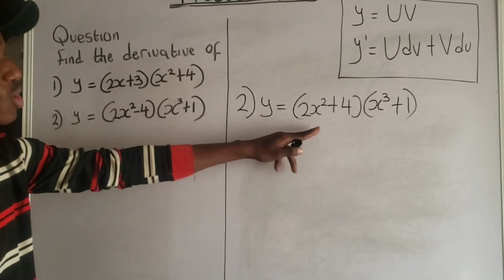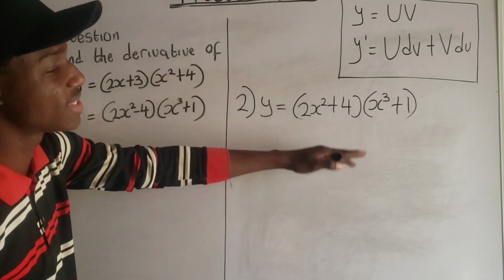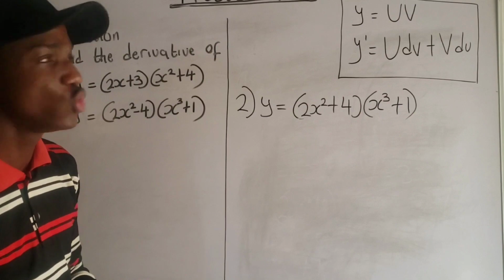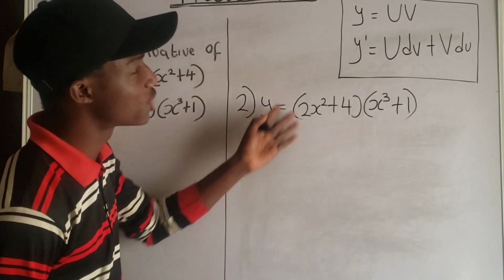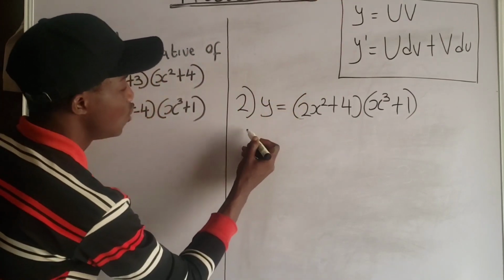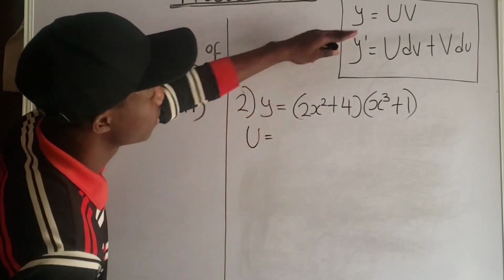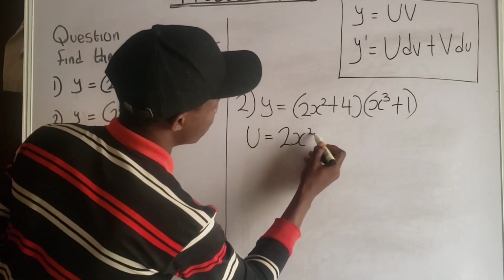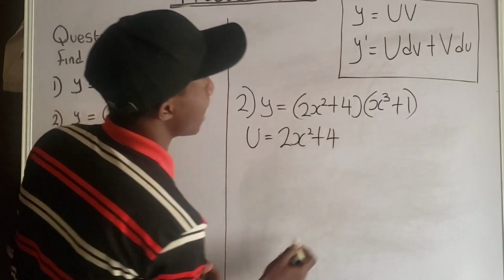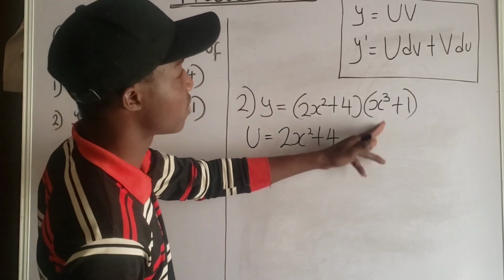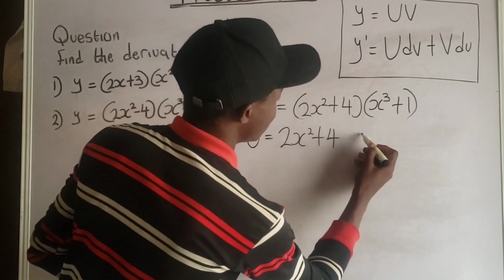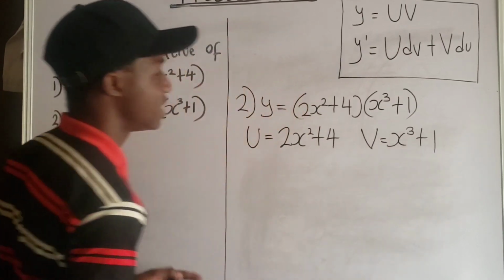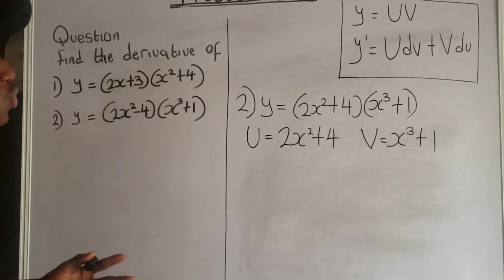In question 2, we have y is equal to (2x squared plus 4) times (x raised to the power of 3 plus 1). The first step is to identify your u and v. If you compare this function with the formula, you can see that u is equal to 2x squared plus 4, and v, which is the other part of this function, is equal to x raised to the power of 3 plus 1. Okay, the next step is to take the derivative of u and v.